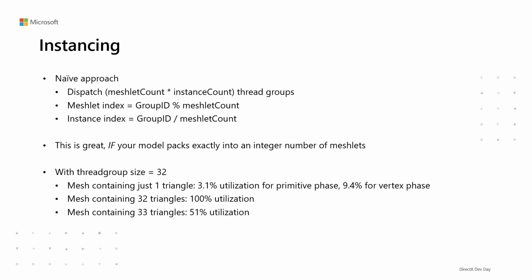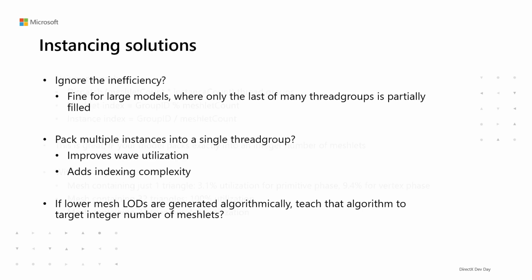So as you change the number of total triangles in your mesh, you see this kind of sawtooth pattern where every time you go past a set of 32, the efficiency drops way off and then it builds back up. Not awesome. So how do you fix that? One solution is just ignore it and pretend it doesn't matter. If your model is big, that's actually fine. If you have a very large model that will occupy many meshlets and all but one of them are fully packed, it just really doesn't matter. It's lost in the noise if the last meshlet was only partially full.